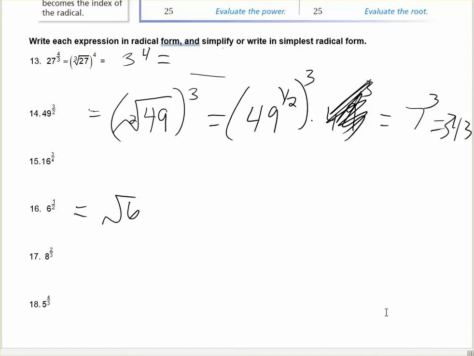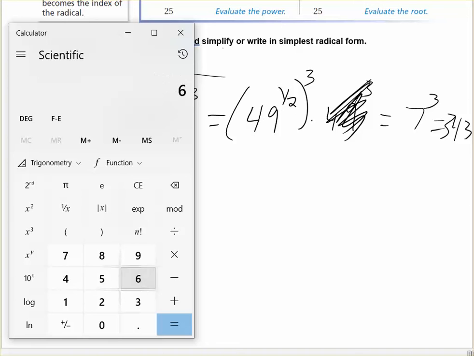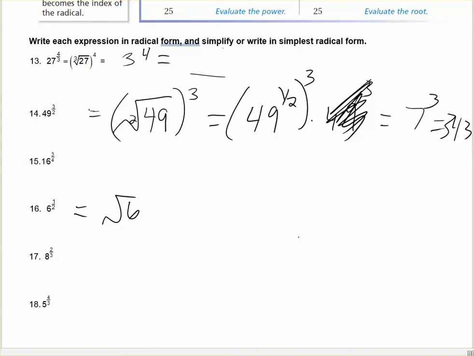Don't take your calculator and say, what is the square root of 6? It's 2.49449. Don't do that. Just leave this as the square root of 6. If it can't be simplified, don't write it as a decimal. Just leave it in its radical form.